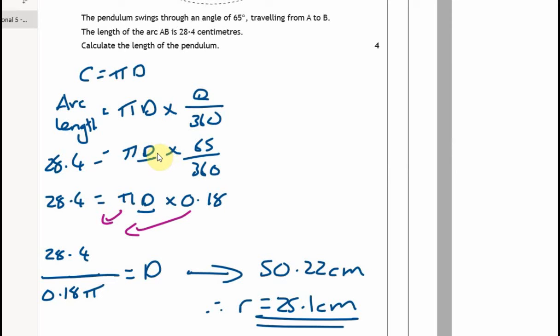You get full marks. Okay, so your first mark you're getting for this part here, 65 over 360. You're getting your second mark for doing the rest of the equation. The rest of that's worth another mark. You're then getting a mark for rearranging the equation to D. So that would be this part here, and then your final mark for actually answering the question.